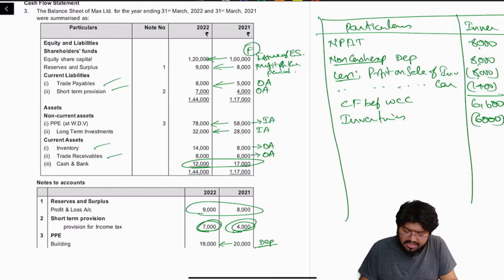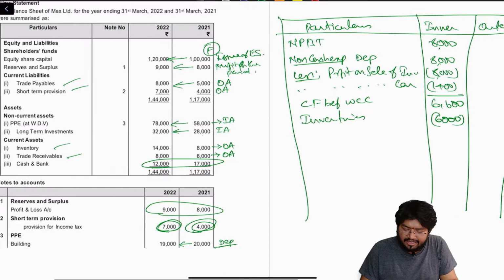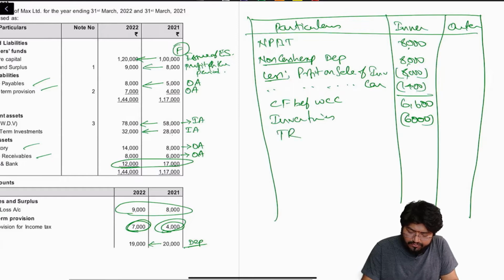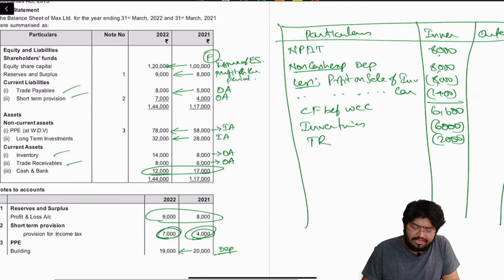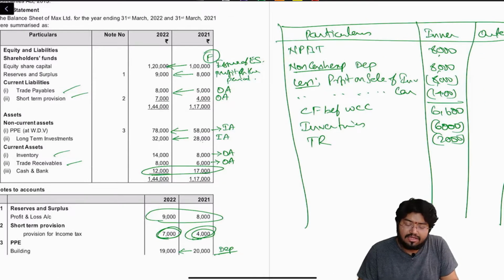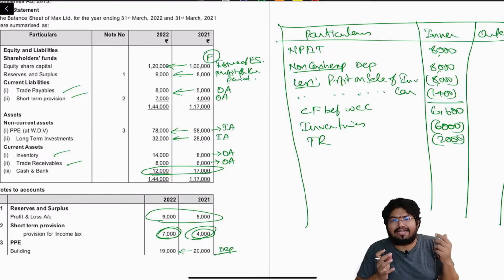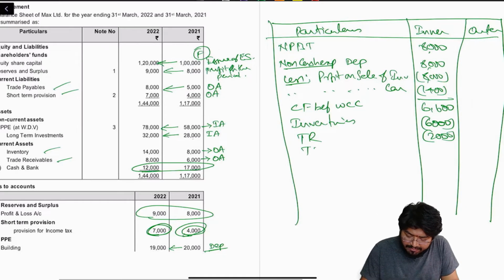Trade receivables. From 6,000 it has become 8,000. Here also it would be negative only. Okay. Then cash and cash equivalents you will not consider. Trade payables. What would you do? You are supposed to add. Why? Because from 5,000 it has become 8,000. So here you held the cash without paying the creditors. So trade payables would be 3,000 add.